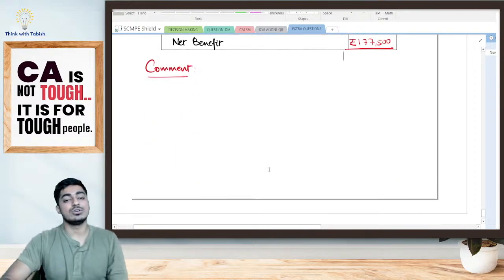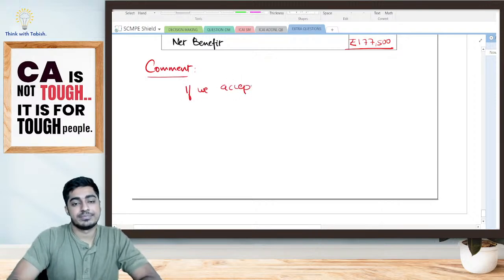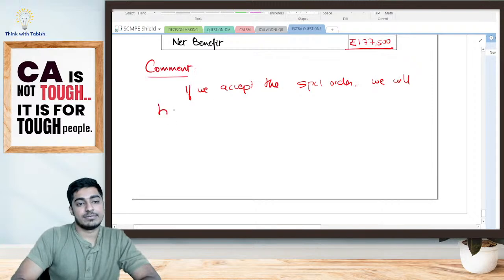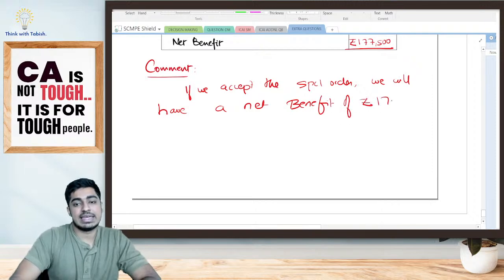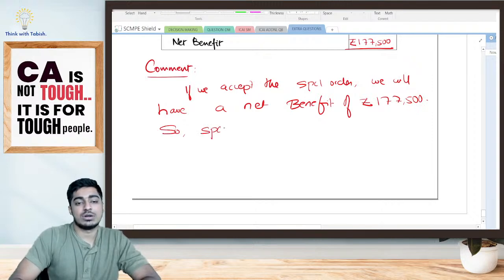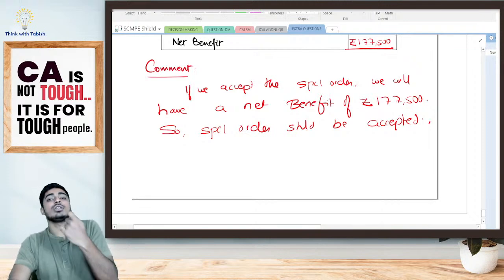So what is the comment going to be? Yes. If we accept the special order, we will have a net benefit of rupees 1,77,500. So the special order should be accepted. Yes, at this point the answer is ending. If you want, you can write.